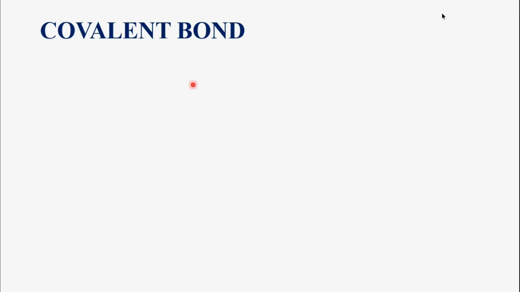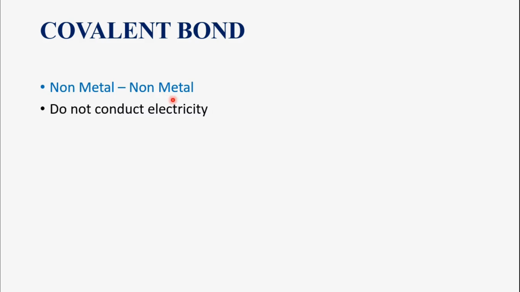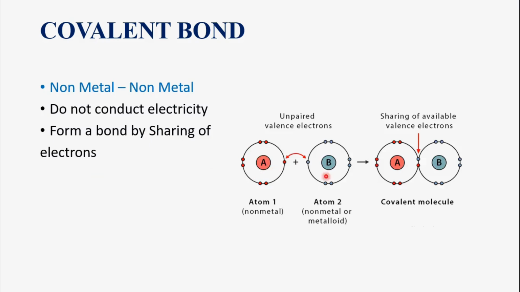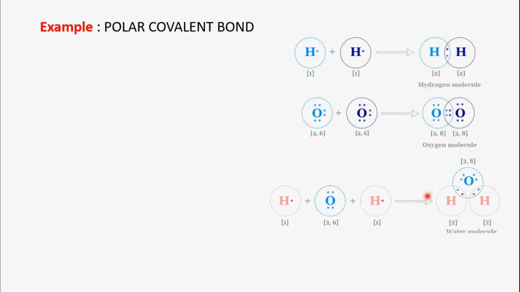Then the second one is the covalent bond. A covalent bond forms between non-metal and non-metal atoms. It does not conduct electricity, obviously, because they are non-metals. There is no charge, and they form by sharing of electrons. Just an example: atom 1 and atom 2. There is an unpaired valence electron, and they share their electrons and form a bond, which is a covalent bond, and the molecule is known as a covalent molecule.